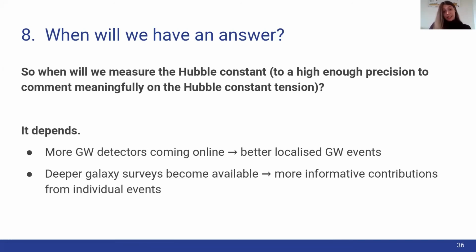Additionally, there'll be deeper galaxy surveys becoming available, which means we can have more informative contributions from individual events. And hopefully some of these galaxy surveys will have more spectroscopic measurements of redshift. So we'll have more precise redshift measurements, which again will increase the information that we can get from events at higher distances.